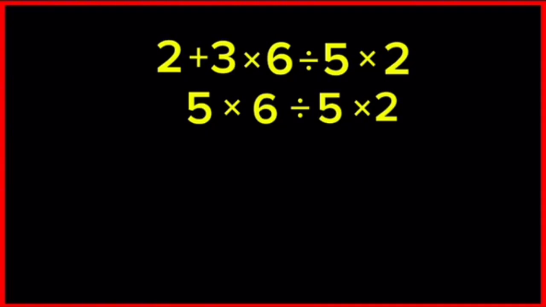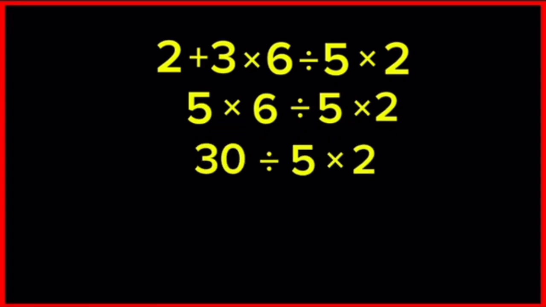After that, they multiply 5 times 6 to get 30, then divide 30 by 5 to get 6, bring down the times 2, and finally multiply 6 times 2 to get 12. But that answer is completely incorrect.